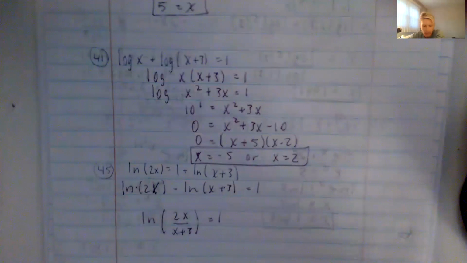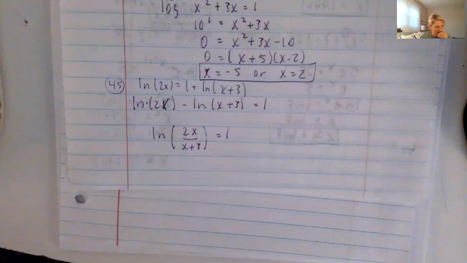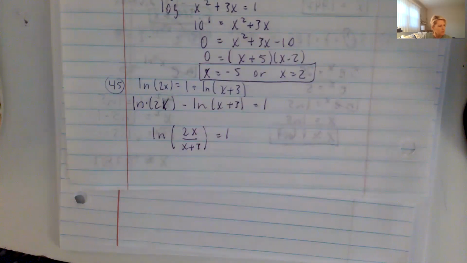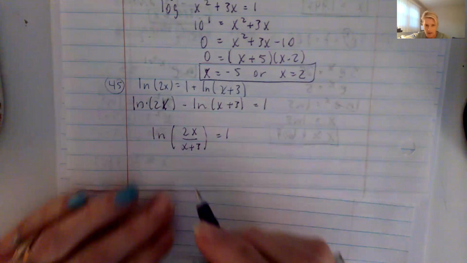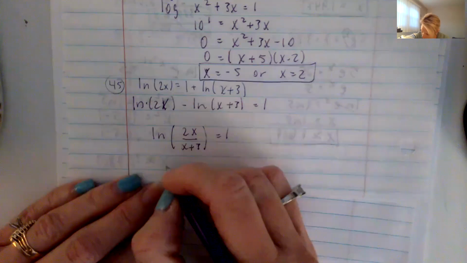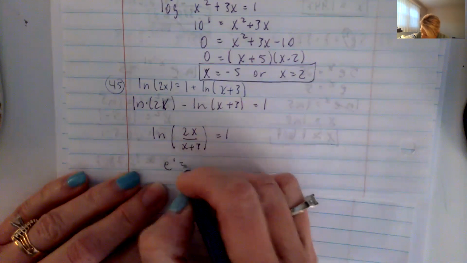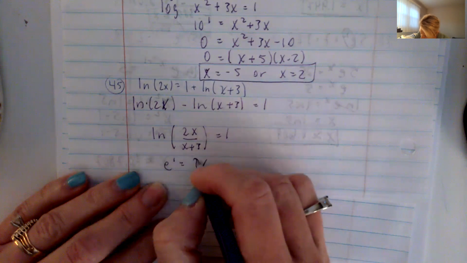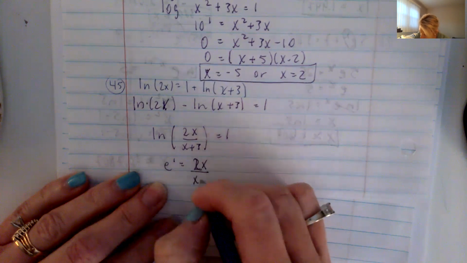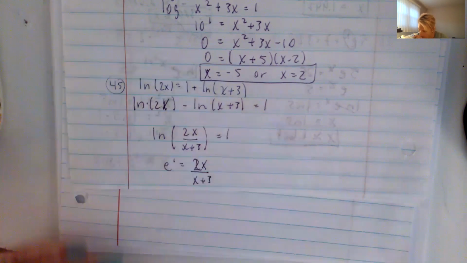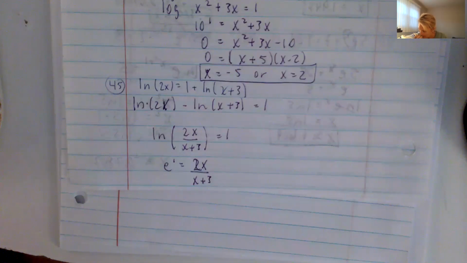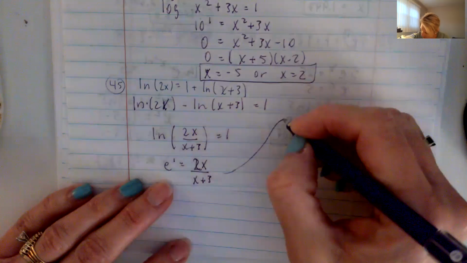And then we're going to rewrite this as e to the 1 because it's a natural log. So it's e to the 1 equals 2x over x plus 3. And then we're going to have to do some more solving here.